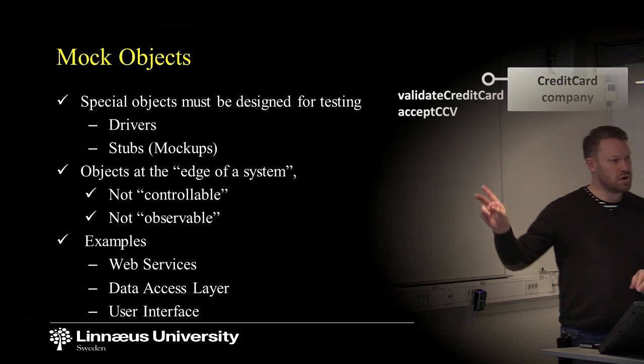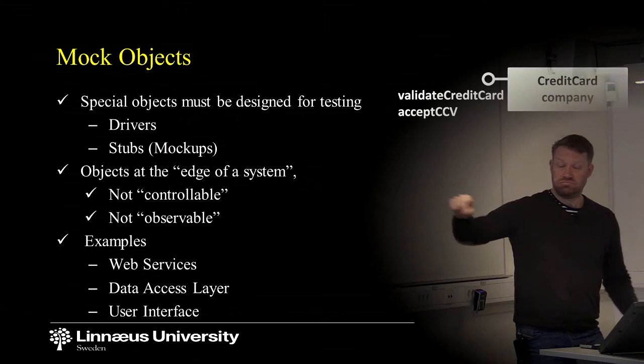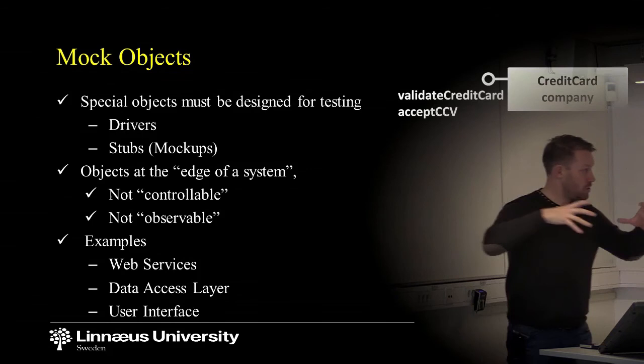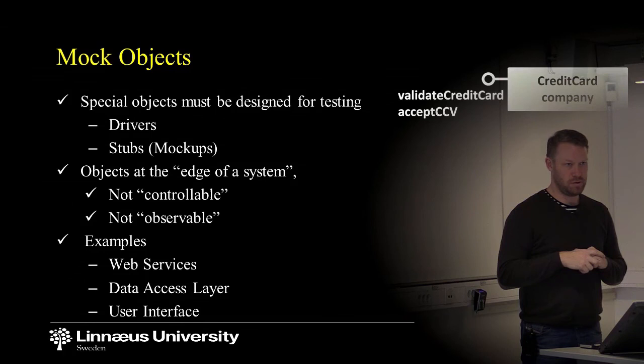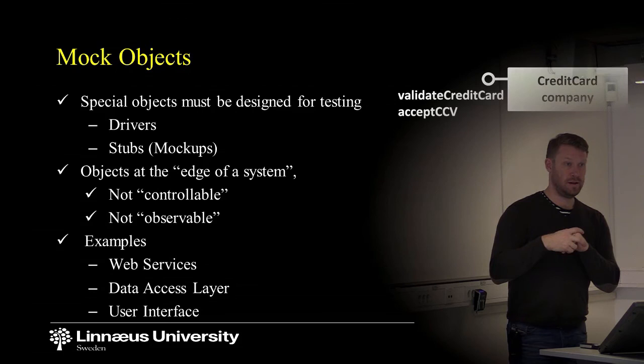Okay, so now we come to the environment. I've been briefly mentioning this, but the environment. Remember that we have the test objects situated in an environment. So the problem with the objects at the edge of the system, that is not part of the test objects but part of the environment, is that they are not that controllable or observable. So sometimes you have to play a little game creating mock objects.